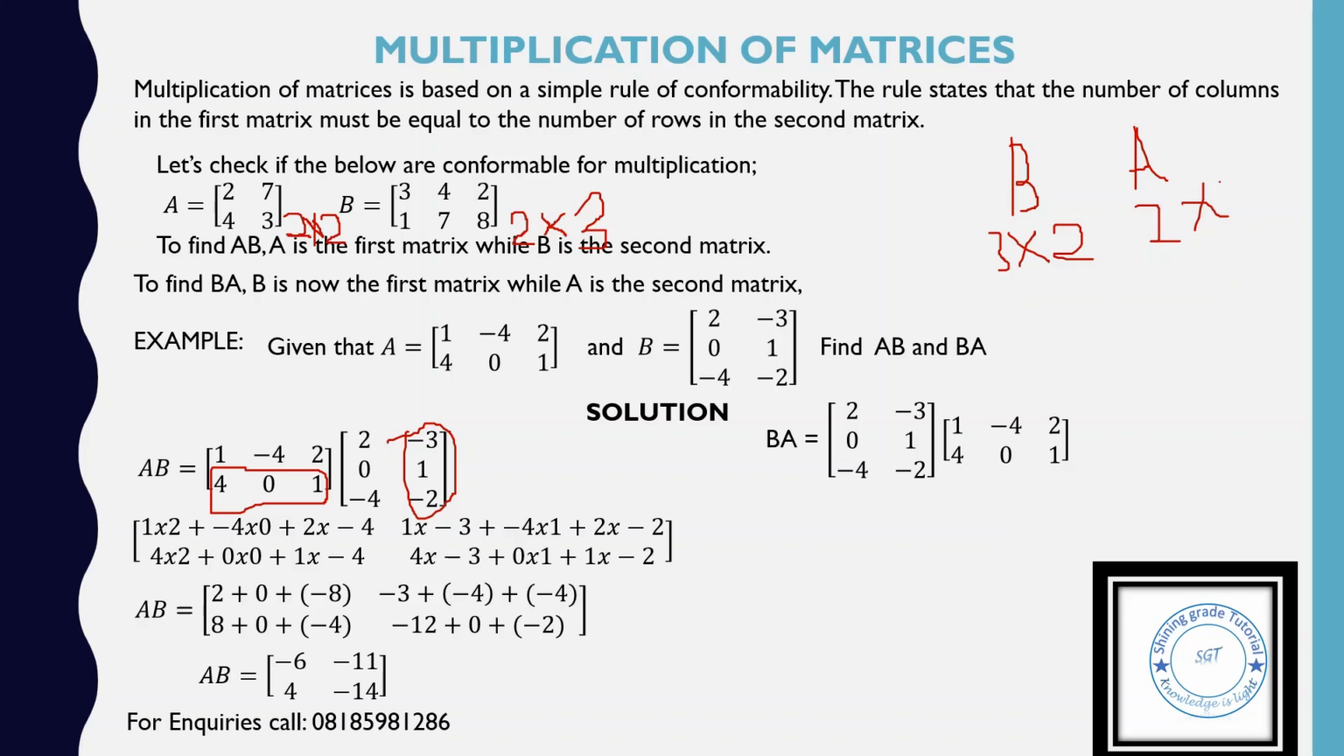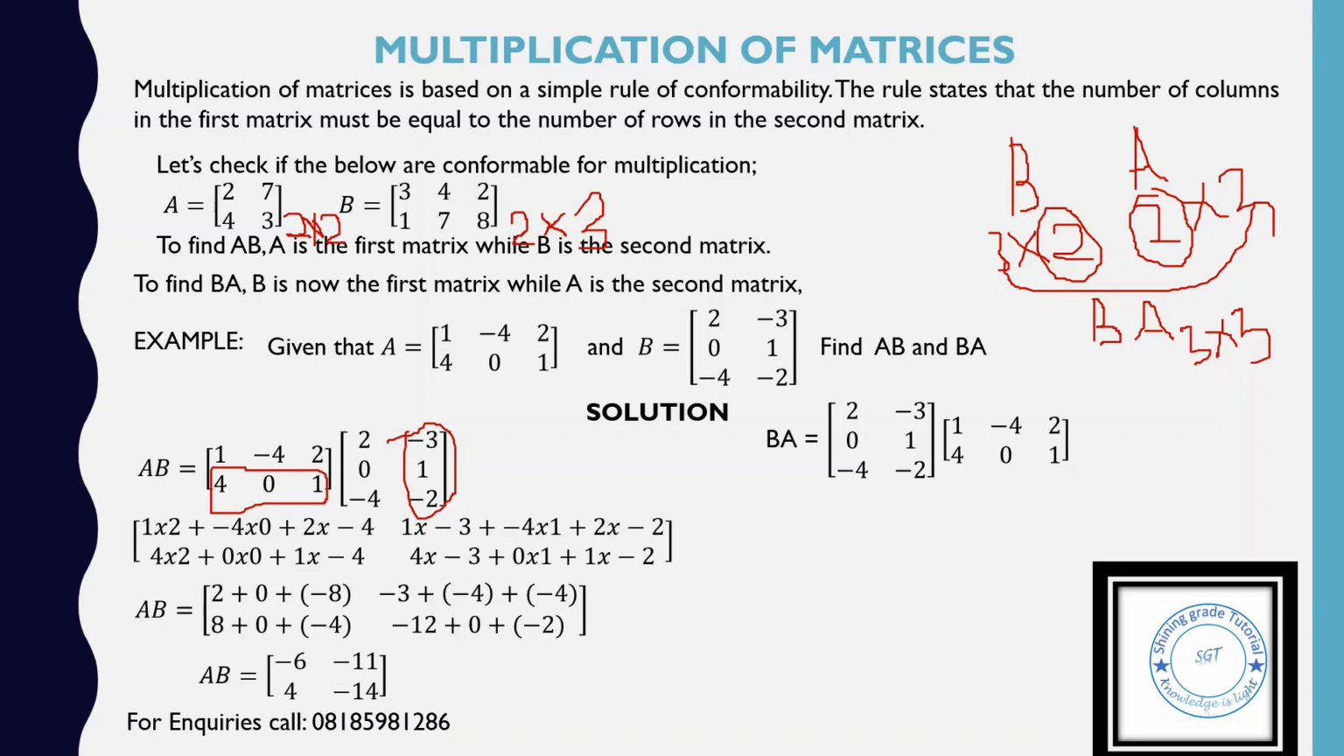The rule says the number of columns in the first matrix should be equal to the number of rows in the second. So this will be the dimension of BA. The dimension of matrix BA is simply 3 by 3.